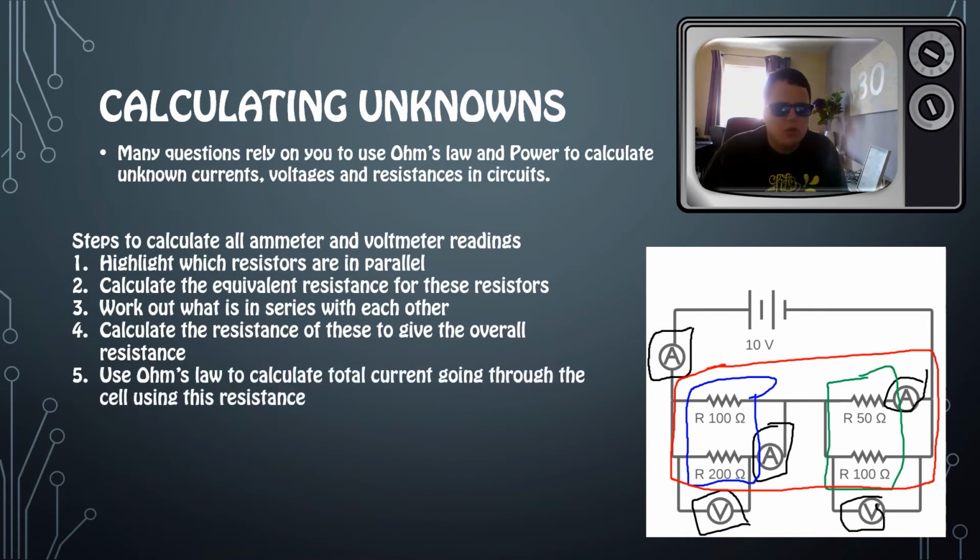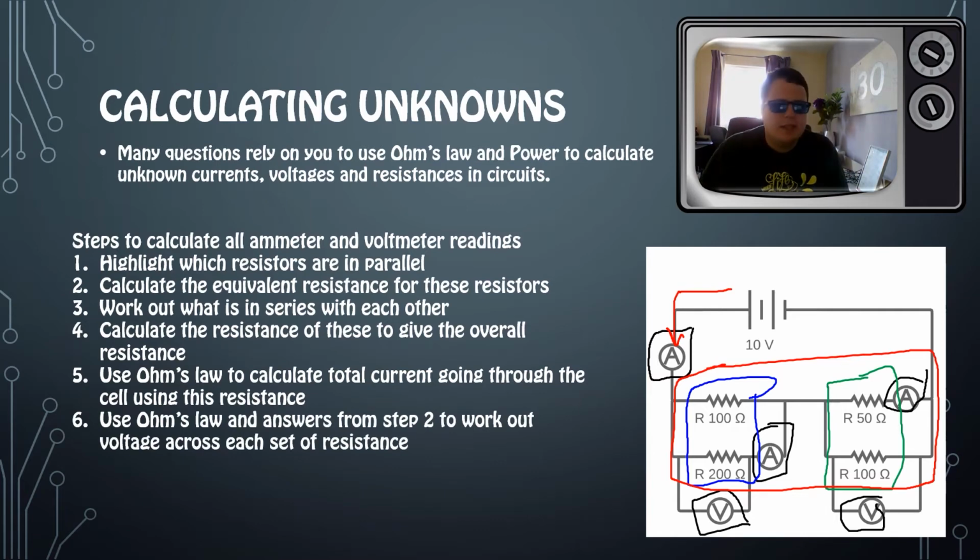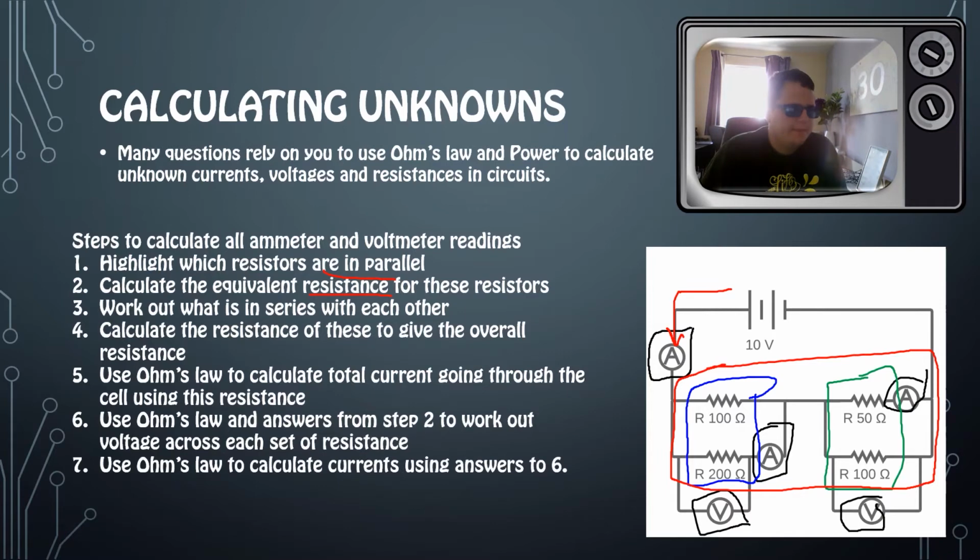and we can use Ohm's law to calculate the total current. So once we know what the resistance of all of this lot is, we can work out what current is going through this ammeter here. And then it's just a case of using Ohm's law and the answers that you've got to the first few bits to work out the rest of what's on this.